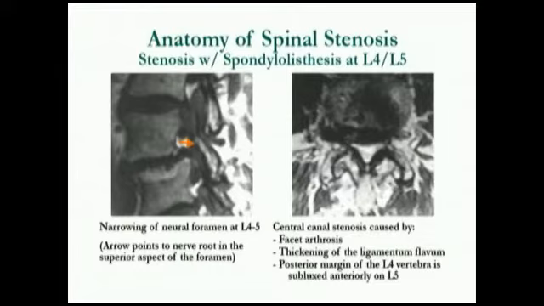The nerve is at the superior aspect of the foramen and is being compressed from the front by bone and from the back by ligament. The MRI image on the right shows central canal stenosis. Again, the canal in the center is compromised by the ligaments and out laterally by the bony structures.